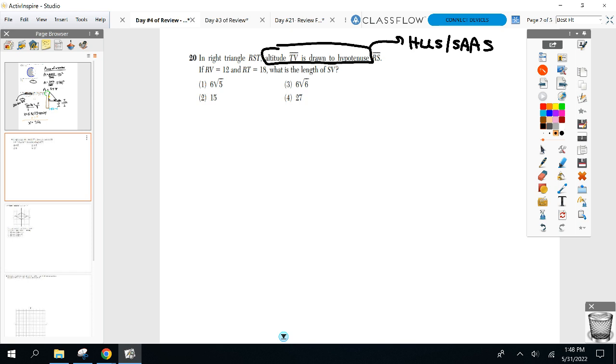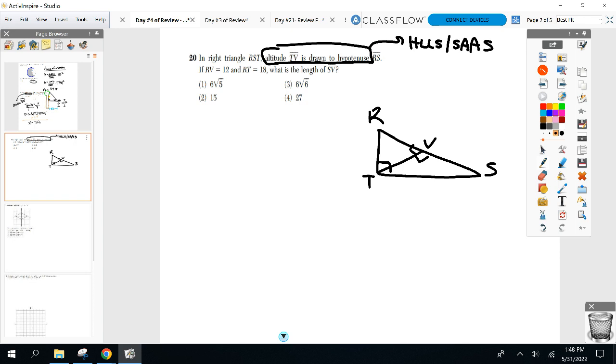All right, let's see. Can you draw your own diagram here? And then we'll talk about which one and what my proportion looks like. Altitude TV, so that T must be the right angle. V must be up here. R and S doesn't really matter. RV 12, RT 18. What about SV?